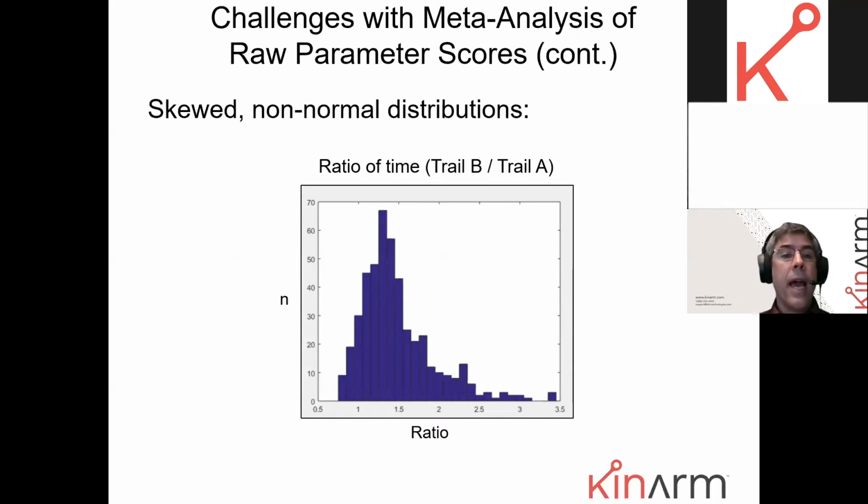Another issue is that many of the parameters are not normally distributed. The example I give here is the ratio of time for trails B over trails A. I chose this particular example because this is well known in the literature. The trail making task has been around for decades, and it's well known that there is this highly skewed distribution. And that creates a problem if you're planning or hoping to use parametric tests, because they, of course, assume that the underlying data follows a normal distribution.